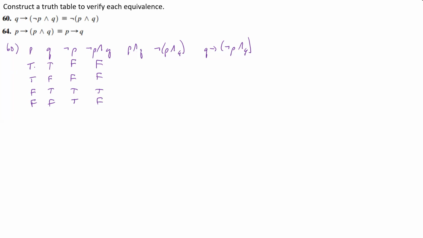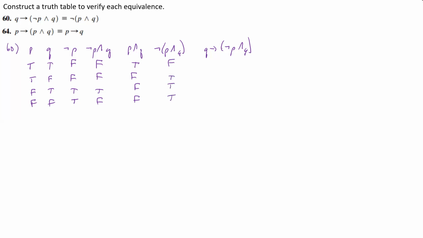Now P and Q, again, now it's not the not P, it's just the regular P, so those two have to be true. So that's going to be a true, and then it looks like a false, false, false. Okay. And so now we're up to the not P and Q, so we'll take the opposite of this. So that's going to be a false, and then we'll have true, true, true.